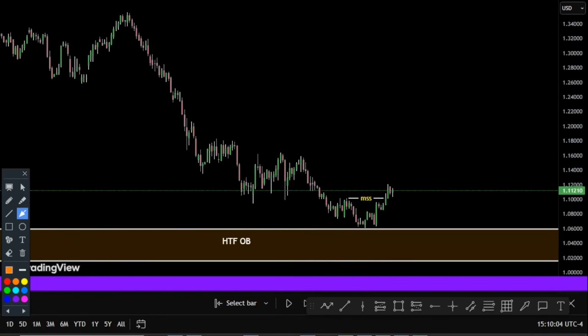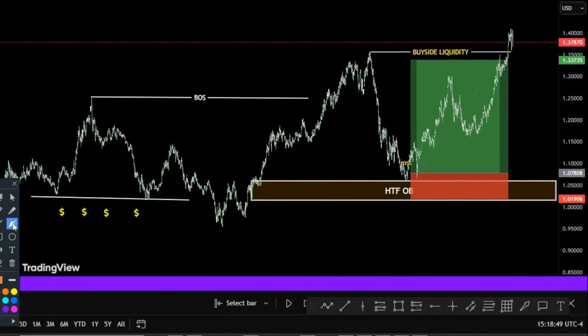For the conservative entry model, we wait for a market structure shift, which we can see here. We then mark this candle as our lower time frame order block. We then enter our buy position at the midpoint of this candle and target the next buy side liquidity. This entry model is the safest, but the downside is that you can miss some moves. Price may not retest this order block.